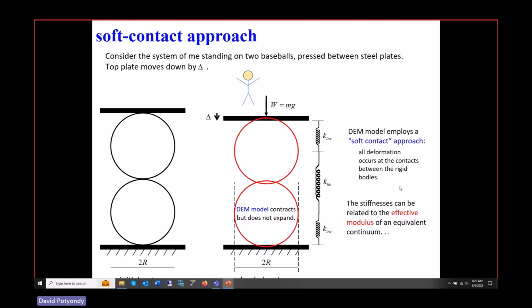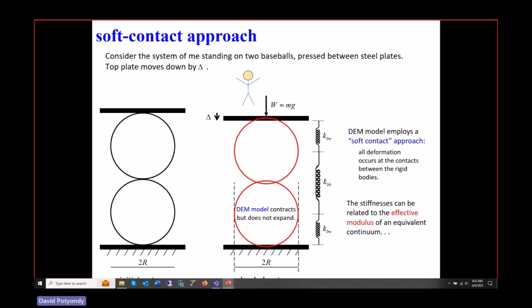Now, here's some new stuff. Notice I haven't ever talked about stiffnesses. I just keep saying 1e to the 8th, and I haven't talked about how you decide what this number is, right? Well, we're going to find out here that the stiffness can be related to this idea of an effective modulus.